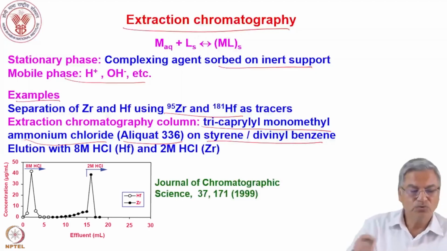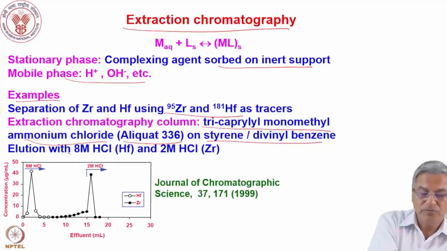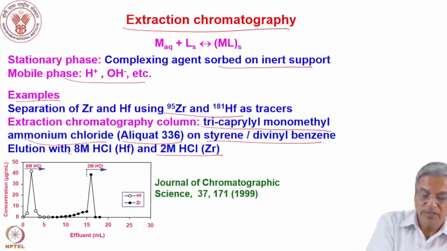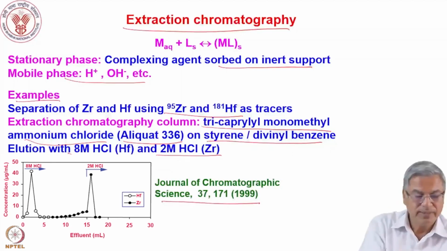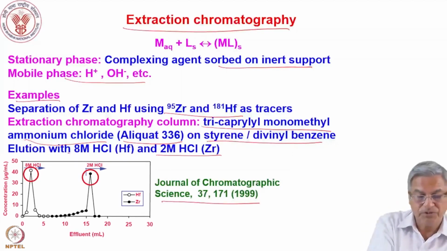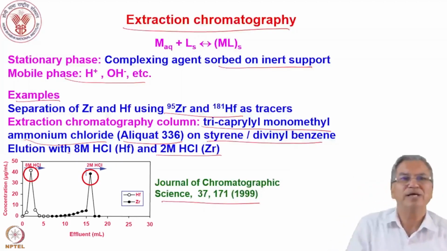You first load it from a dilute acid, then elute hafnium with 8 molar HCl and zirconium with 2 molar HCl. You can see here, from this paper, that zirconium and hafnium are very well separated. This is hafnium, this is zirconium. The peaks due to the two metal ions are well separated in this extraction chromatography system.